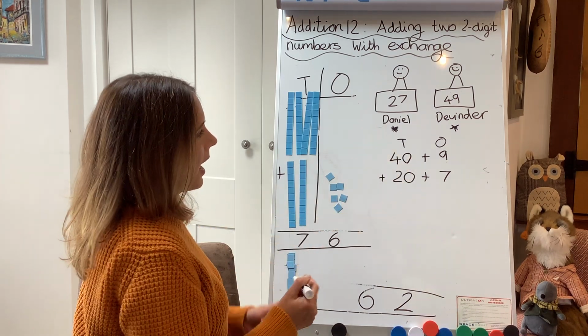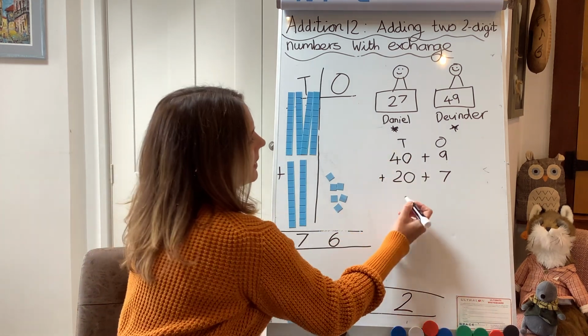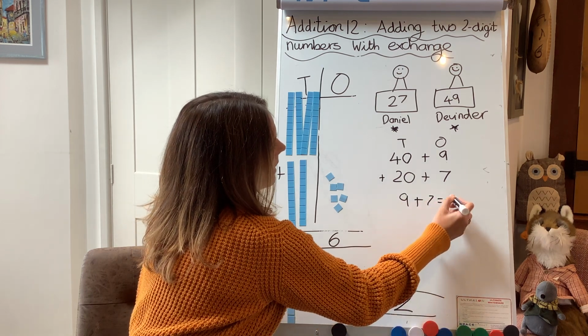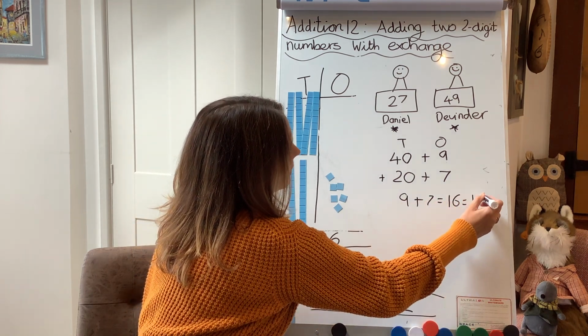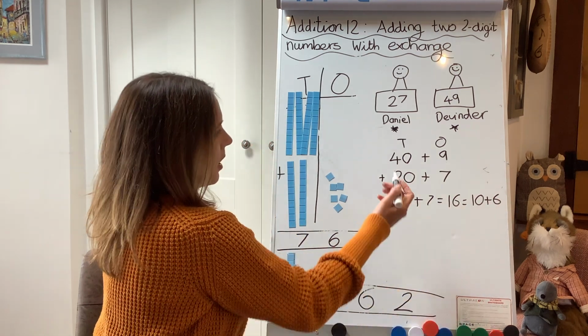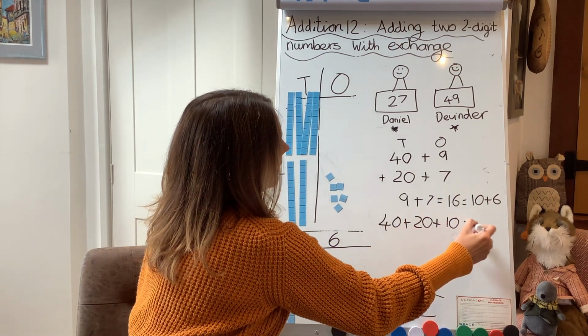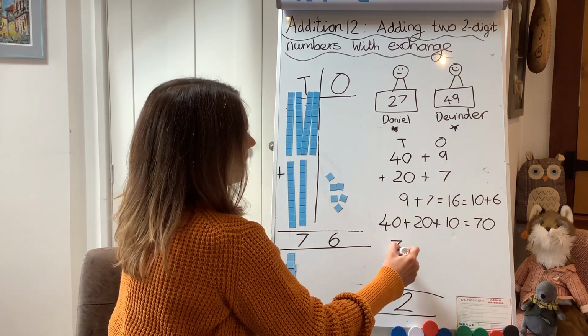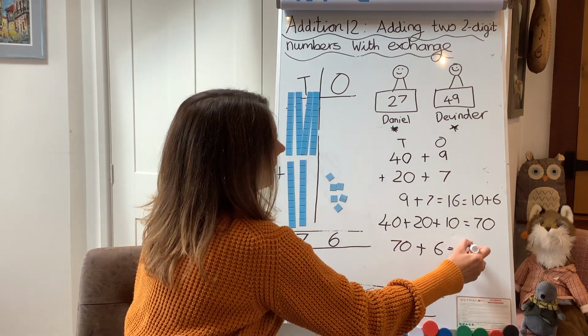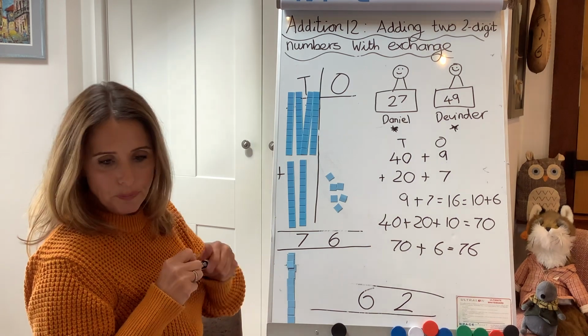So what we've done here, we've done 40 add 9, 20 add 7. So 9 and 7 is equal to 16, which is equal to 10 and 6. So what we do then is have 40 and 20 add 10 is equal to 70. 70 add 6 is equal to 76.